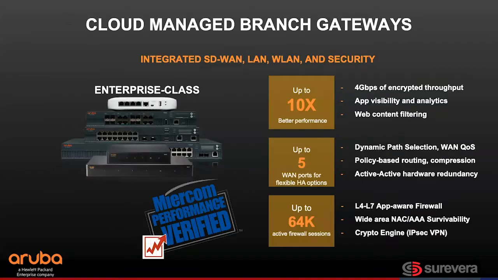So cloud managed branch gateways are great. They're very low cost in a number of these devices. So the 7005 that you're looking at here and the 9004 that's on the top here, those start off at about $1,500 list price. And those give you up to 4 gigabits of throughput at those cost points.